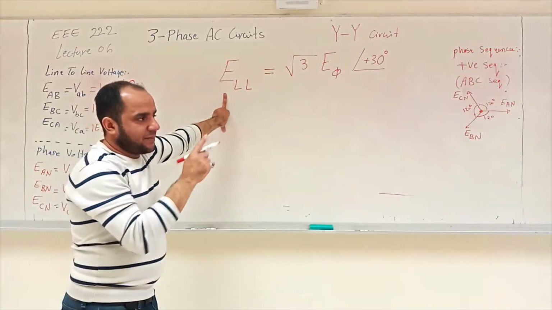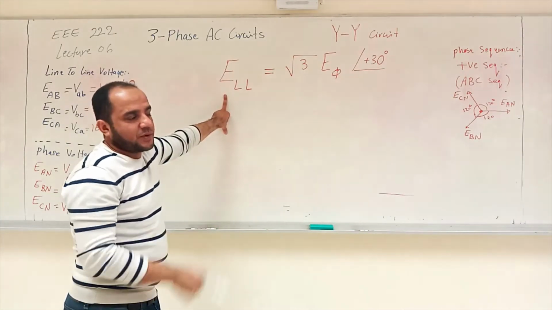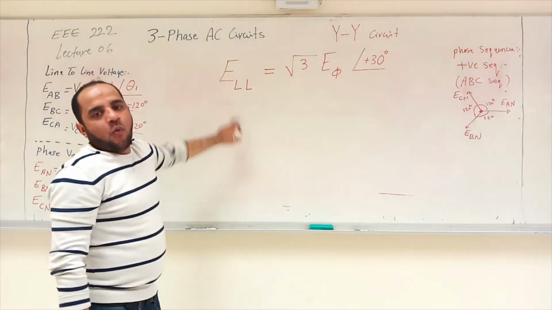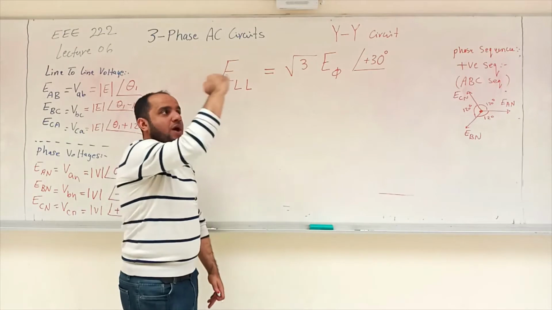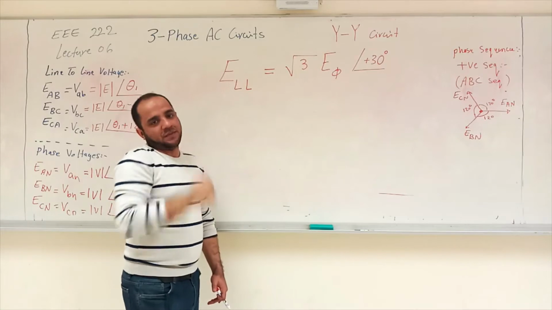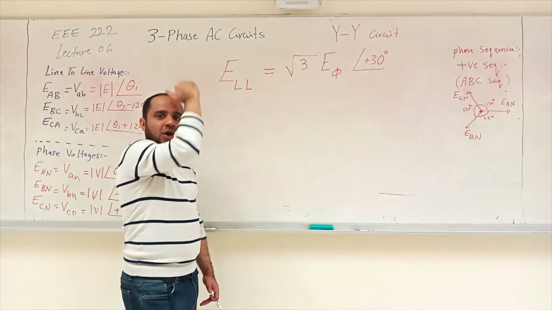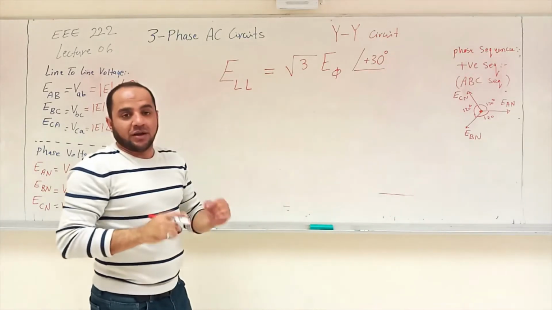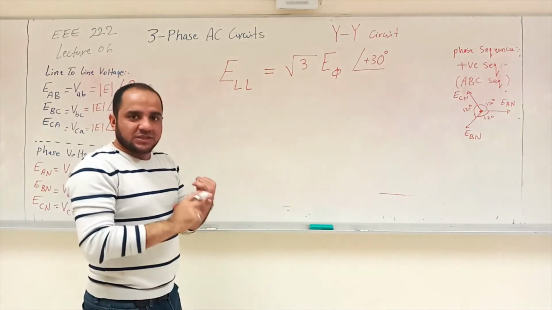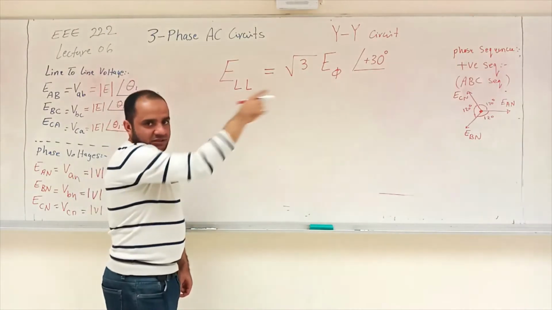Remember in your lab, you have two standard voltages from the power supply: 120 volt or 208 volt. 120, you get it usually from 1 with N, 2 with N, or 3 with N. That's line to neutral. But 208, you get it when you connect 1 to 2, or 2 to 3, or 1 to 3. That's line to line. If you check the relation between them, it's square root of 3. 120 times root of 3 will give you 208 volts. This is what we have in the lab.